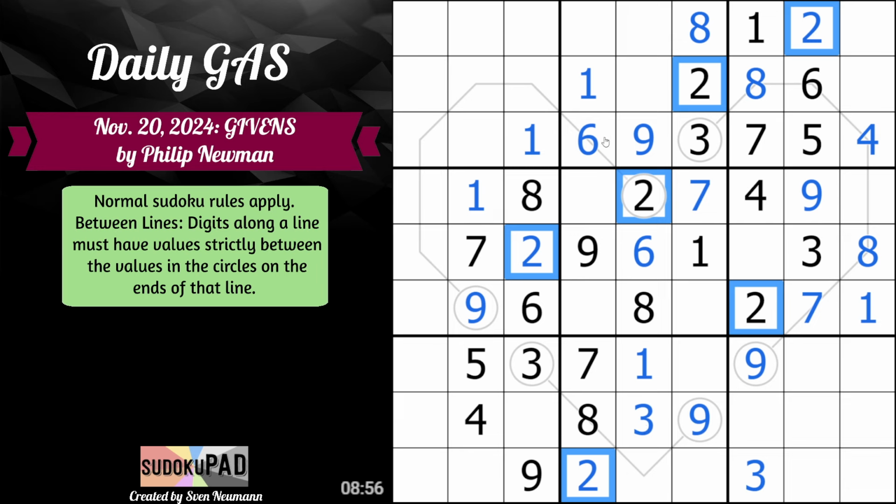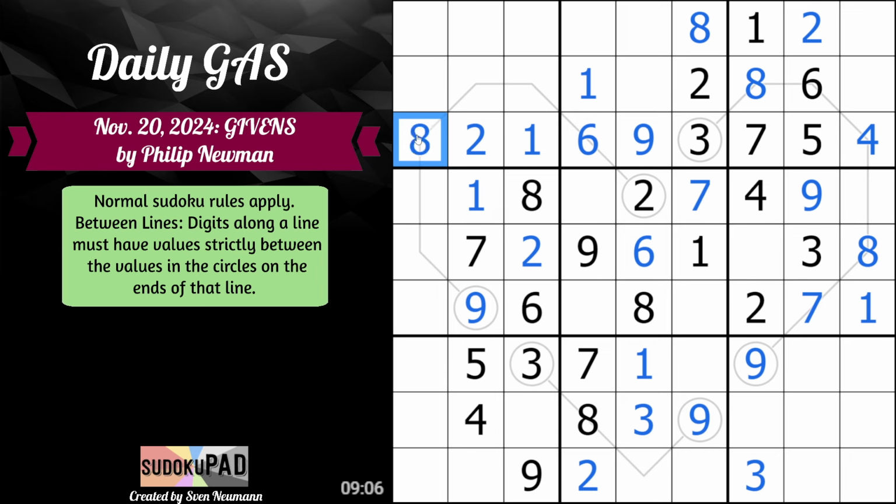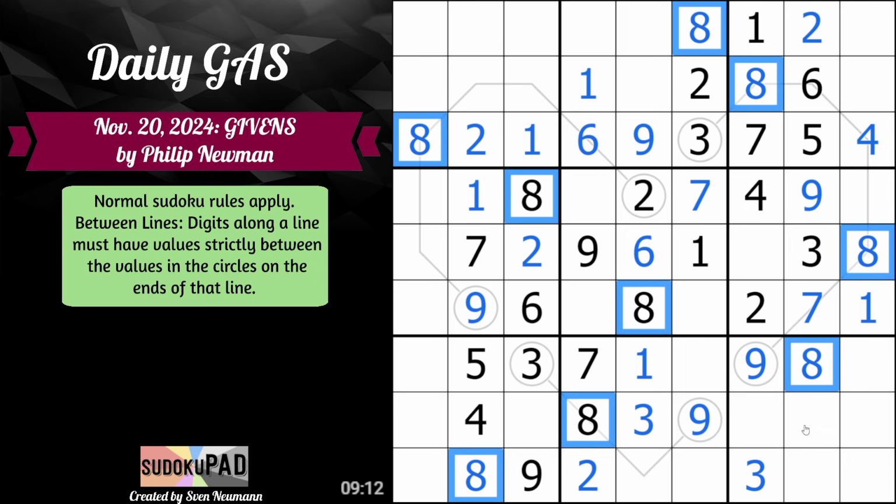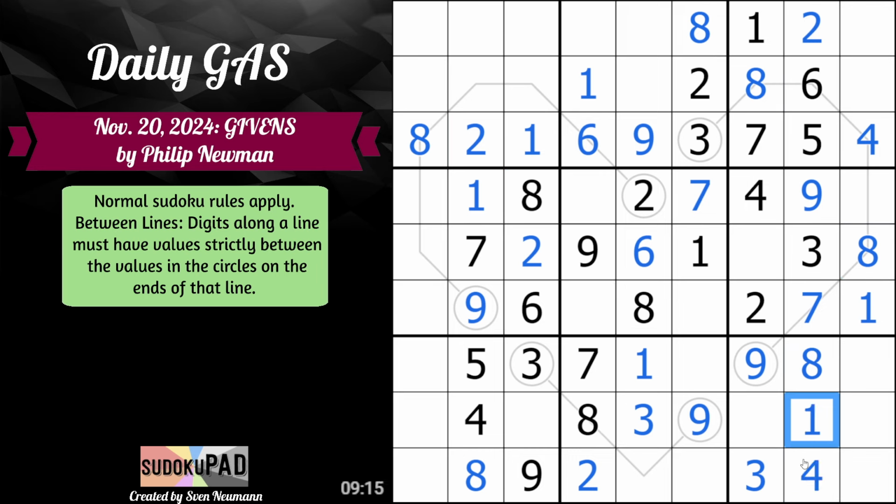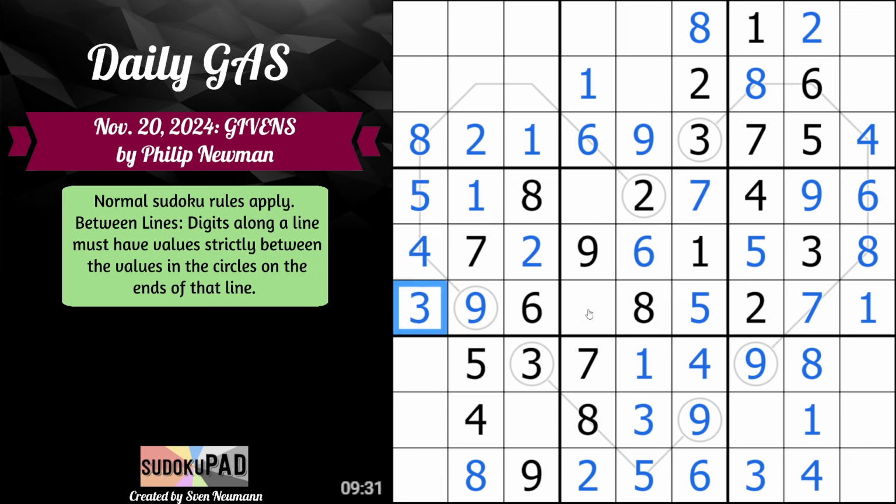Two cannot go on its own between line. This is simply 8. 8 gives us 8. Gives us 1, 4. 4 gives us 4. 5, 6 is now resolved. This is 5. This is 6. 6, 5. 5, 6. Sorry. 6, 5, 4. 4, 5, 3. 3, 4. 4, 3. From the column, we need 5.